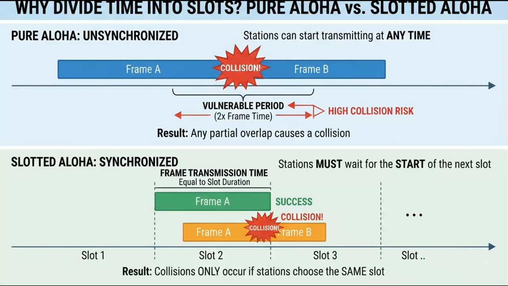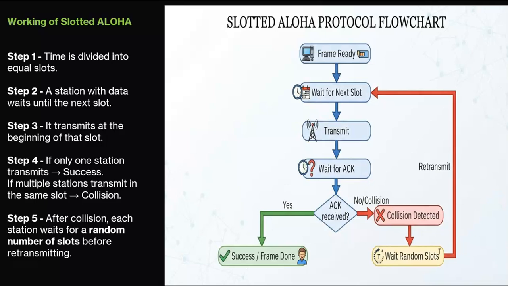Fine. Look at the picture. This clearly shows that Slotted ALOHA is quite better when compared to Pure ALOHA. Look at Pure ALOHA, the unsynchronized example. Stations transmit anytime, creating a large vulnerable period of 2t. In Slotted ALOHA, stations wait for the start of the slot. Collisions might happen, yes, but when? Only if two stations choose the exact same slot, cutting the vulnerable period from 2t to t.